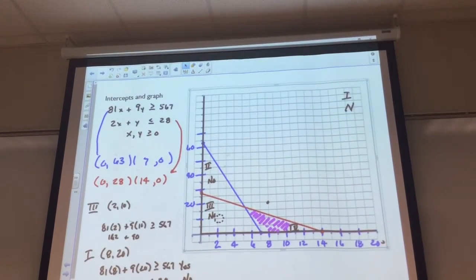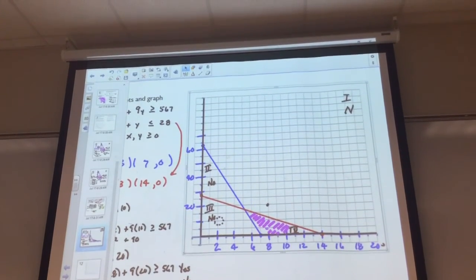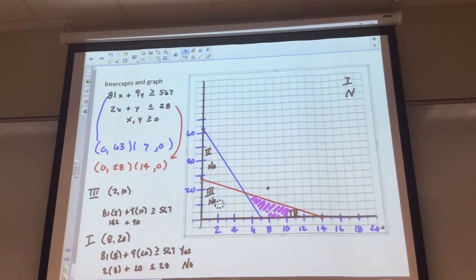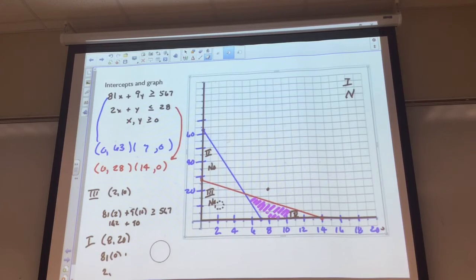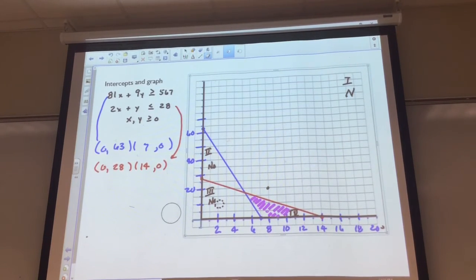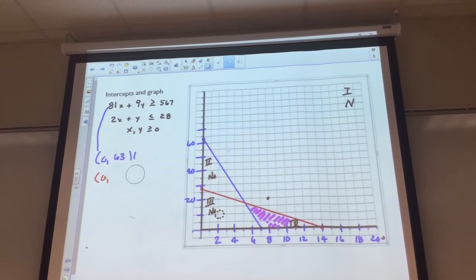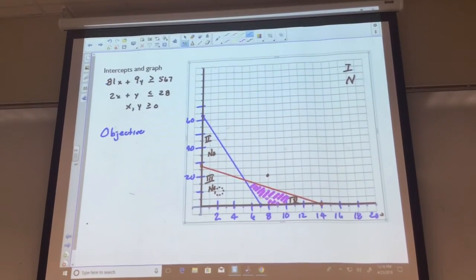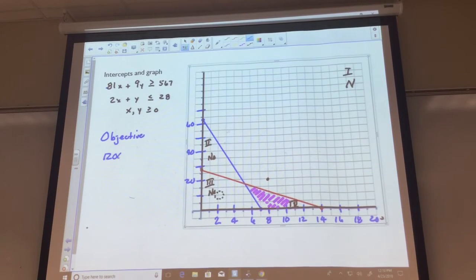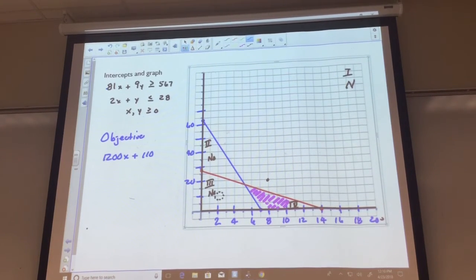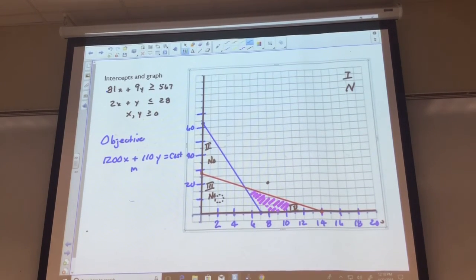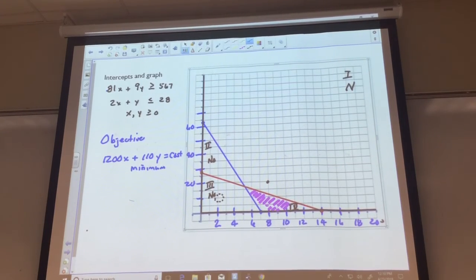Okay, so rather than redraw that whole graph, I'm going to again take this and clone this page. Copy it. I'll have an extra page now. Okay, so down here, we've got our regions taken care of, and we found out which region was the correct region, so we don't need any of this stuff anymore. Now all we need is the objective. What was our objective function? 1200x plus 110y is equal to cost, and we want to come up with a minimum cost here.